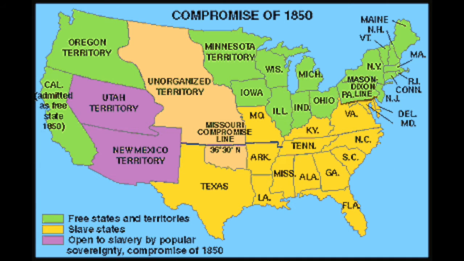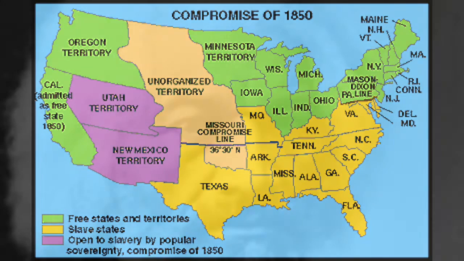The compromise admitted California as a state and created Utah and New Mexico territories with the question of slavery to be determined by popular sovereignty. This also ended the slave trade in Washington, D.C. The South gained a stronger fugitive slave law, and the North gained a new free state, California.